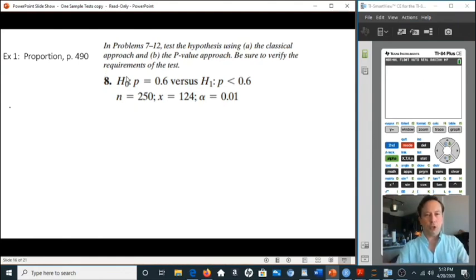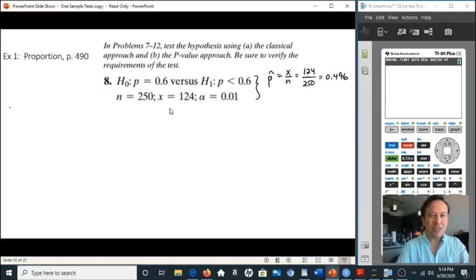So number 8 gives you the null hypothesis that p is 0.6, and then the alternative is p is less than 0.6. Then the sample size, x is the portion of the sample that has a certain characteristic, and our error level is 1%. So what can we do here? First, let's figure out what our p hat is. So p hat is 124 out of 250. That's what these two numbers mean. 250 is the total, and 124 is the number of people in this study that have a certain characteristic. So in other words, 0.496 or 49.6% is that portion of the 250.